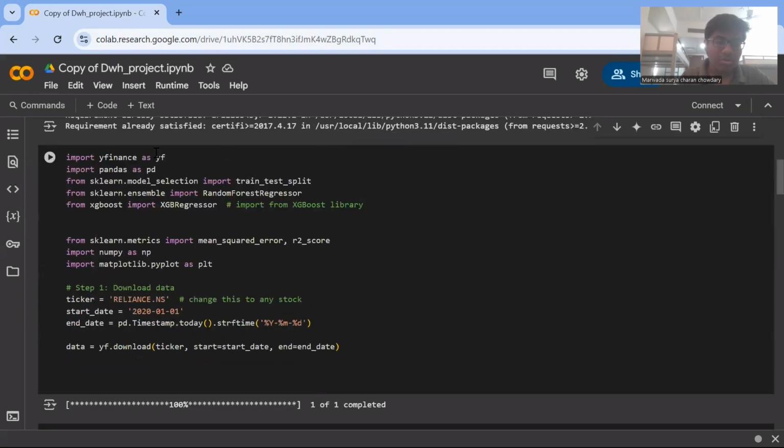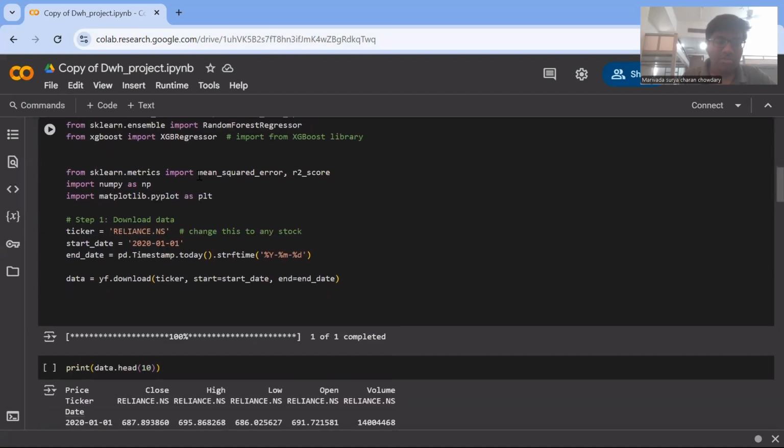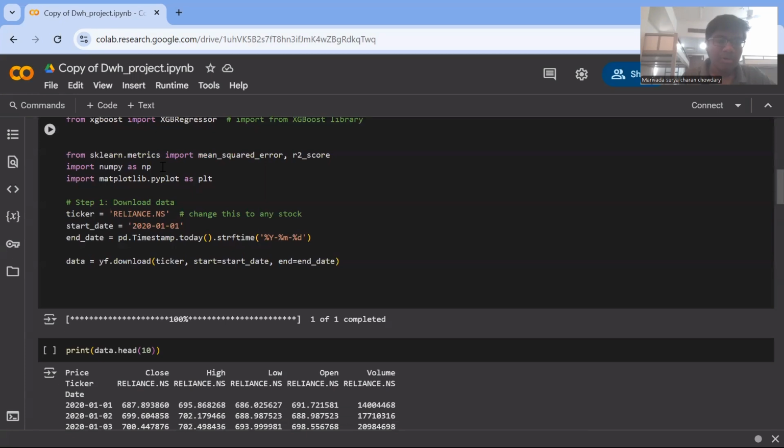Now let us import yfinance, pandas, and train_test_split. It is a function which splits the dataset into training dataset and testing dataset. Now we have to import our XGB regressor. Now let us import the evaluation metrics, mean squared error and R square error. Both are used to check the performance of our XGB regressor. Now let us import NumPy for numerical operations, and matplotlib for plotting the graph.